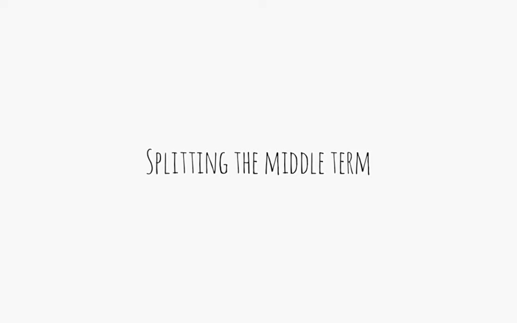So I'll be showing how to do factorization easily and hence increasing speed while doing it. So the method we will be using today is called the splitting the middle term method.